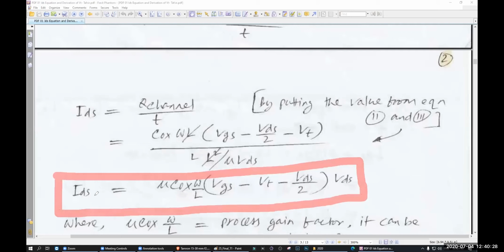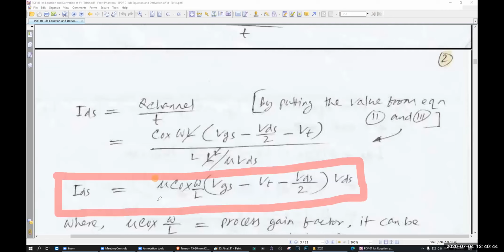For IDS. So IDS is equal to mu COX W by L into VGS minus VT minus VDS by 2 into VDS. Understood, everyone? Yes, sir.